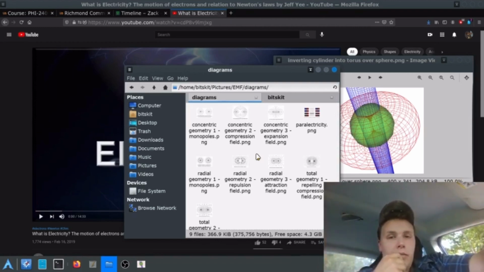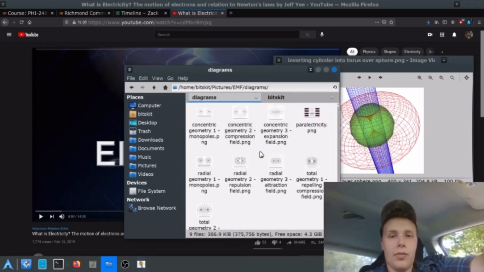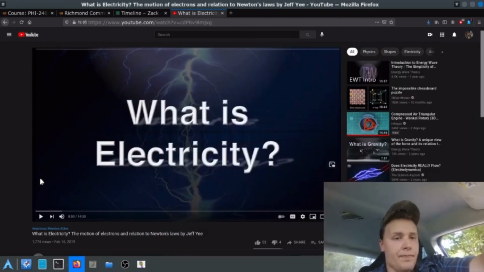But my thoughts on this were that the magnetic field was actually related in some way to the momentum of the electric charge. And that makes a lot of sense in the context of the theory by Jeff Yee, talking about how current is nothing more than the velocity of the electric charge, the average velocity of all of the particles.